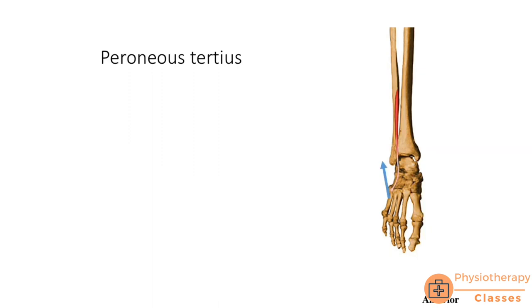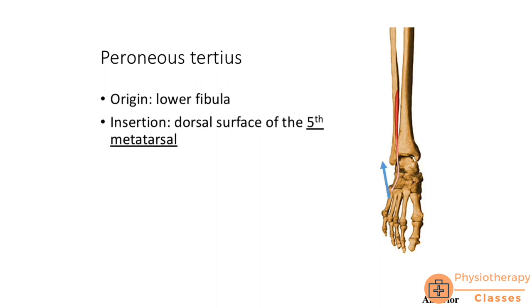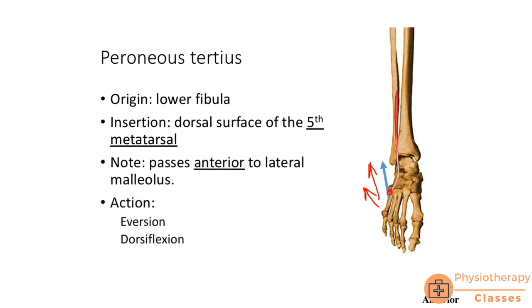Next muscle is the peroneus tertius muscle. It originates from the lower fibula and it gets inserted on the dorsal surface of the fifth metatarsal. So you can see here the insertion is on the fifth metatarsal. So this is a lateral muscle, therefore its action would be dorsiflexion because it crosses the ankle joint from the anterior aspect of the foot, and also it can create eversion because it is attached on the lateral aspect of the foot on the fifth metatarsal. So the action of this muscle is eversion and dorsiflexion.